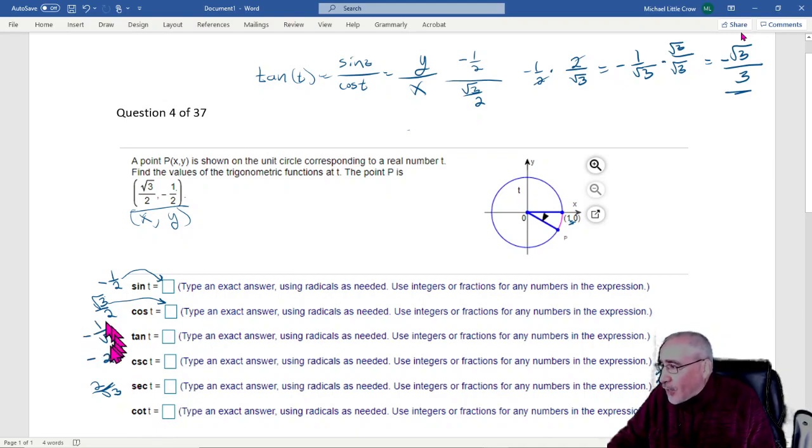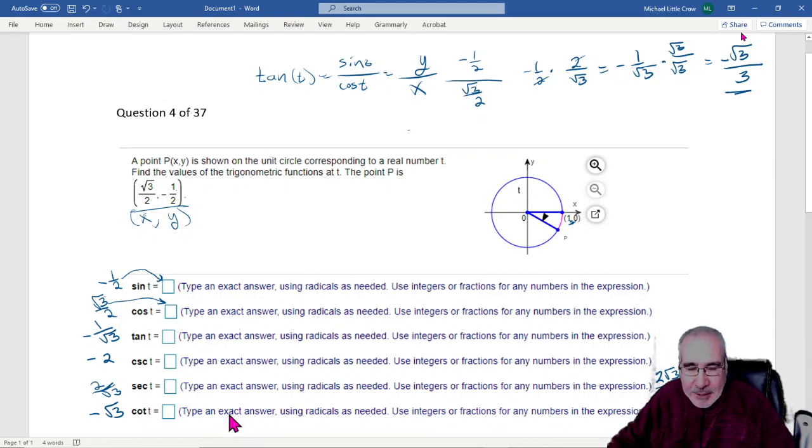Cotangent is just the reciprocal of tangent, and so having tangent in this form, negative 1 over square root of 3, we just take the reciprocal, and it's going to be negative square root of 3. So those are all of our trig functions given a particular coordinate on the unit circle.